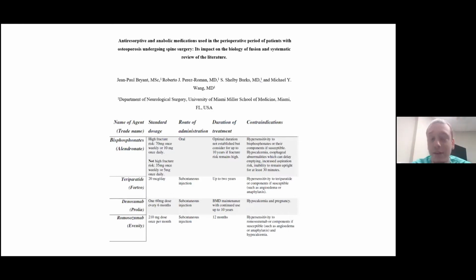So from all the evidence that is out there, my understanding and my suggestion is that patients should be started as soon as possible, and they should continue this treatment after surgery for as long as is suggested by the companies. For example, Forteo is 2 years, Prolia is up to 10 years. Because from all the evidence, while there's a worry that it's going to interact with osteogenesis and the formation of the fusion mass, there's still no evidence in humans that suggests that using any of these treatment modalities will negatively impact bony fusion mass.